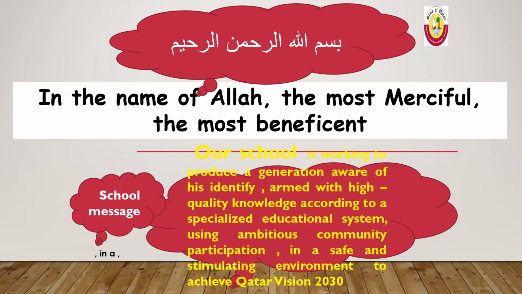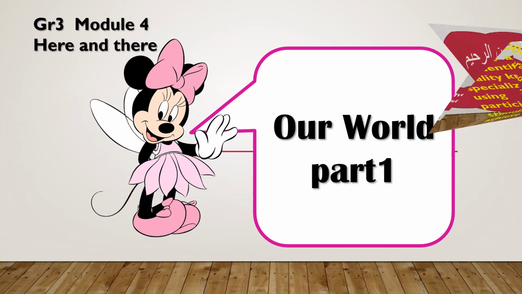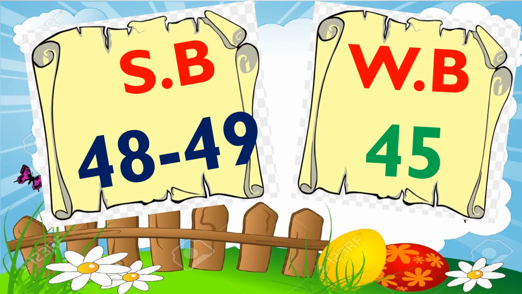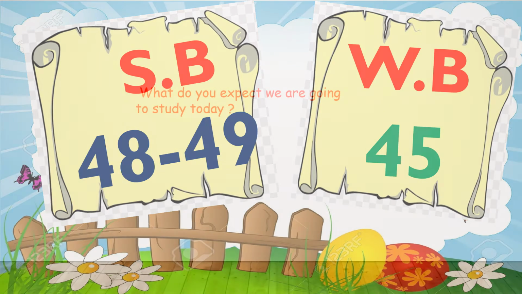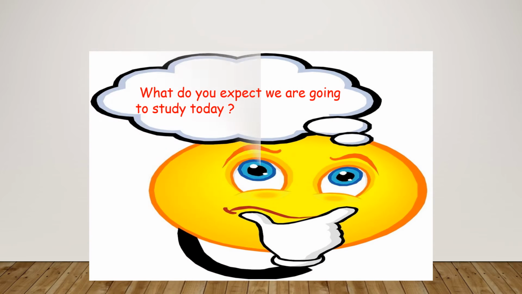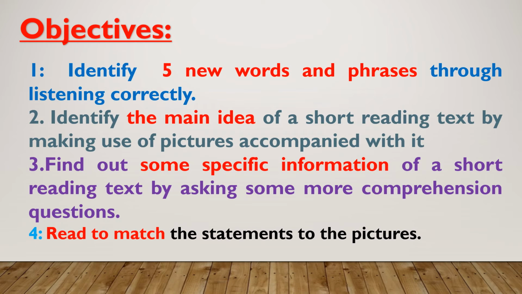Okay? Okay. Now we come to revision number 1, which will be about lesson Our World Part 1. Pupils book page 48 and 49 and workbook page 45. What do you expect we are going to study today? Or what are the objectives of the lesson? The objectives of the lesson can be shortened in the following points.